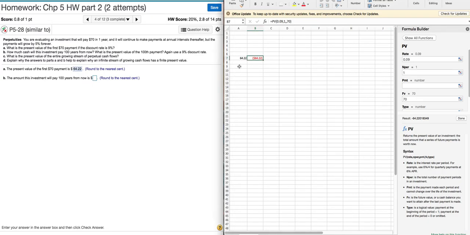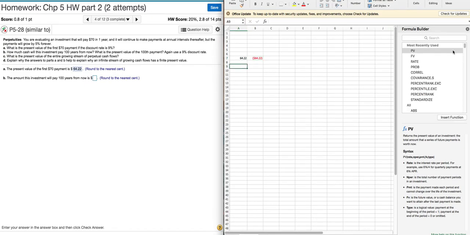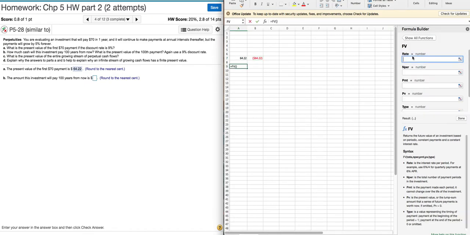In this case, we're going to calculate the 100th payment, which would be a future value. And we're going to use a rate, the growth rate, which is 5%. So again, we're not discounting back. We are looking at what this $70 will be in 100 years, given the 5% growth rate. So we're going to use 5% as rate. The number of periods will be 100. And our present value is $70.